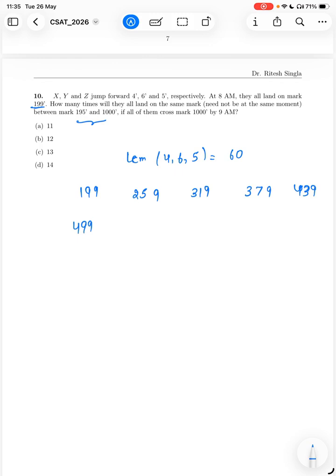If you see now, you will be able to grasp it with more pace because now you have seen the pattern. The next one will be 559, 619, 679, 739, 799, 859, 919, 979. Done. So 1, 2, 3, 4, 5, 6, 7, 8, 9, 10, 11, 12, 13, 14. So there will be 14 such instances where they will agree, where they will be on the same position. So option D is the correct answer.